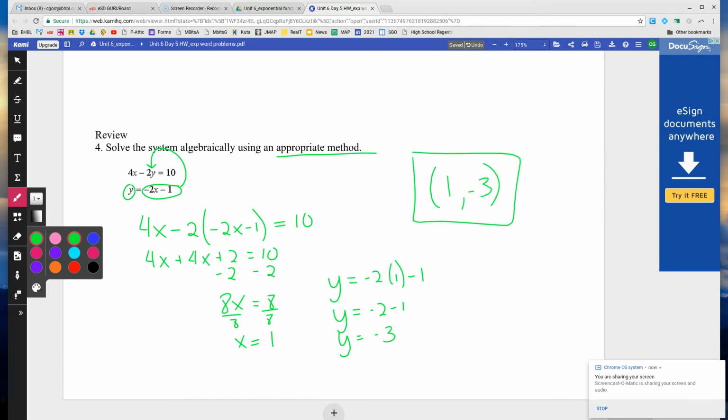giving me a solution of 1, negative 3. Now I'd like to check that solution by plugging it into both equations and making sure that it works in both of them. And it certainly does. So let's move on.